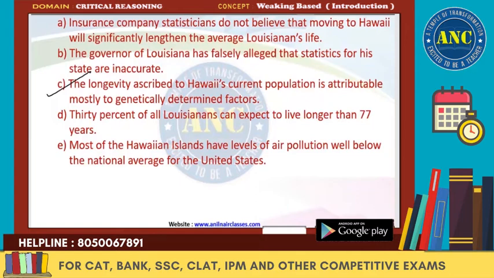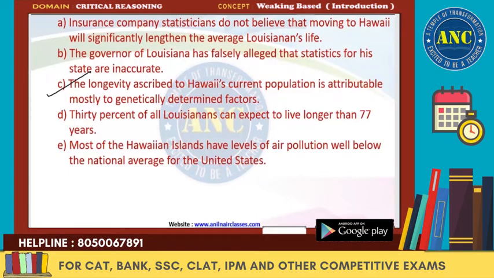Because the governor's allegations are false, it cannot affect the conclusion, right? Option D. 30% of all Louisianans can expect to live longer than 77 years. Now, this option fails to weaken the conclusion because it is consistent with the information provided and the conclusion about life expectancy also. Option E.